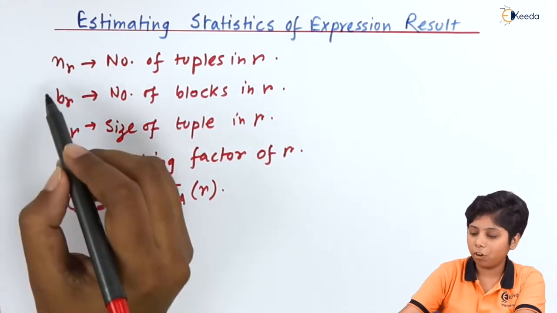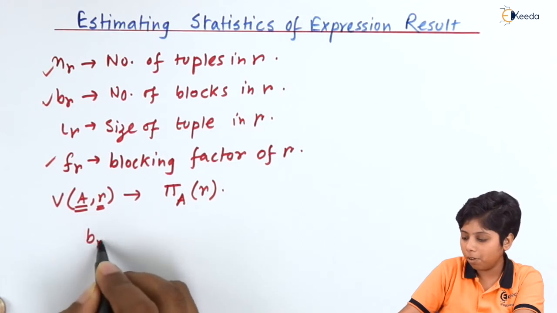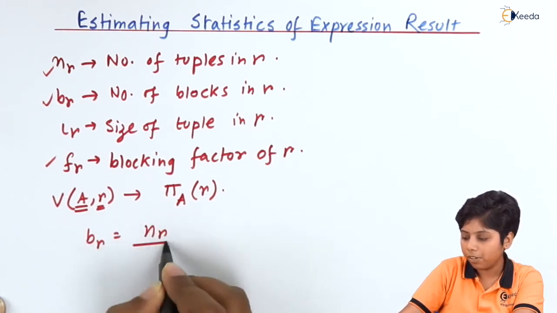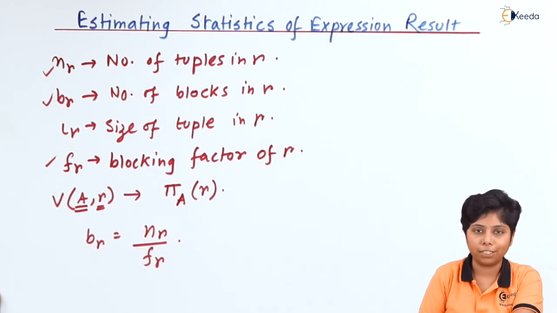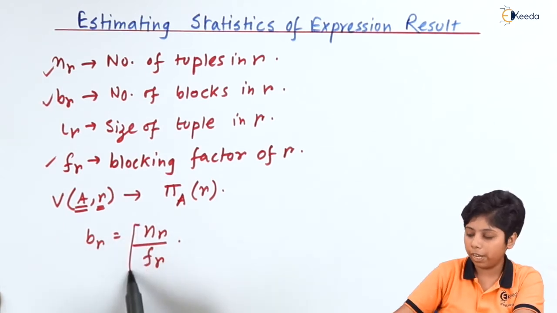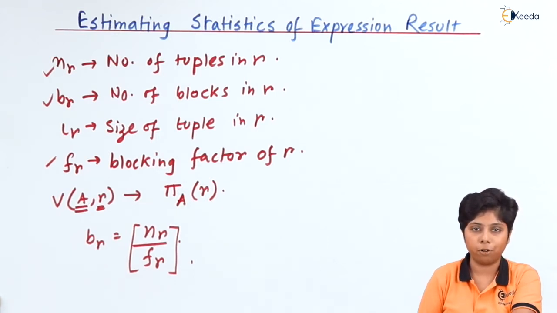Now we can say that for this derivation of BR, NR and FR, the number of blocks equals the total number of tuples divided by the blocking factor. So BR equals NR by FR. And also BB refers to the buffer block size that we need in our catalog information.